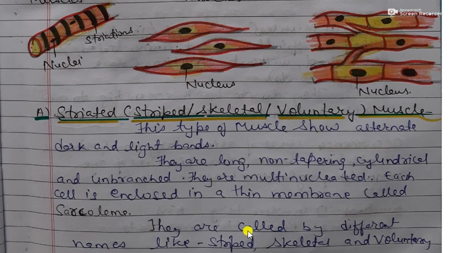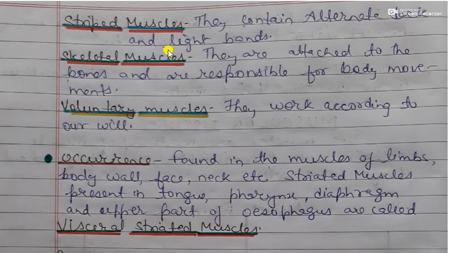Now these striated muscles are called by different names like striped muscle, skeletal muscle and voluntary muscle. Why are they called so? Because they have a particular function. They are called striped muscle because they contain alternate dark and light bands. They are called skeletal muscle because they are attached to the bones and they are responsible for the movement of different body parts. They are called voluntary muscles because they work according to our will.